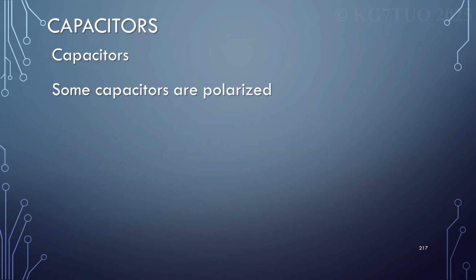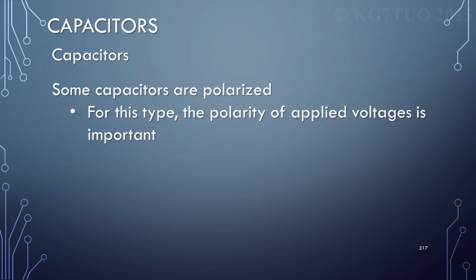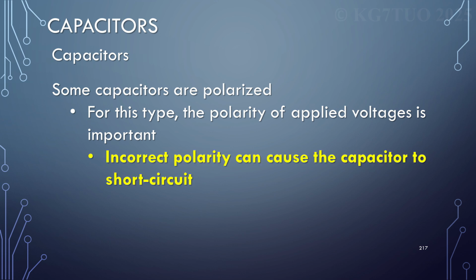Some capacitors are polarized, meaning that you've got to put the juice in the right way. Positive to the positive, negative to the negative. Some don't care. Some are polarized. And for this type, the polarity of the applied voltage is important. Incorrect polarity can cause the capacitor to short circuit.